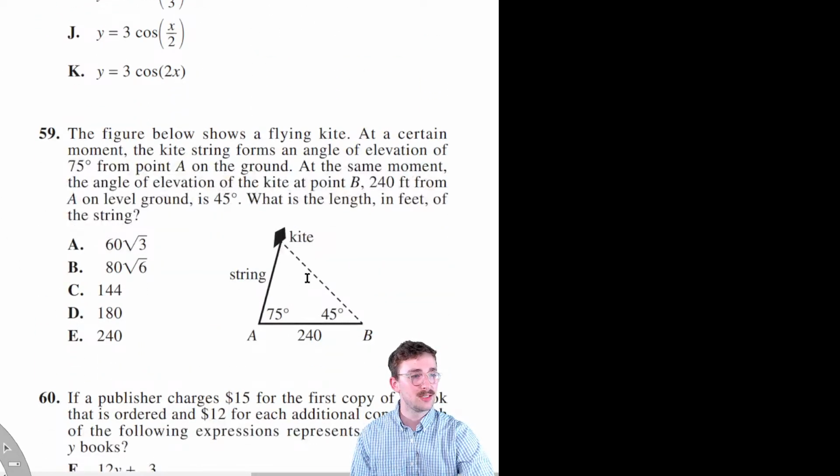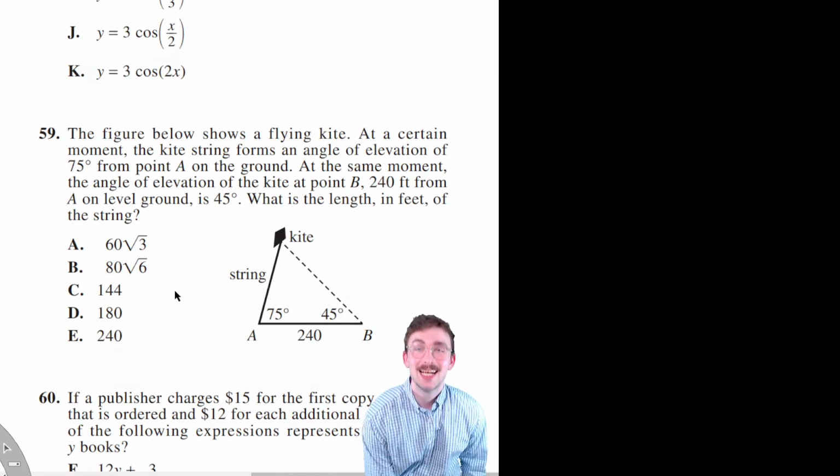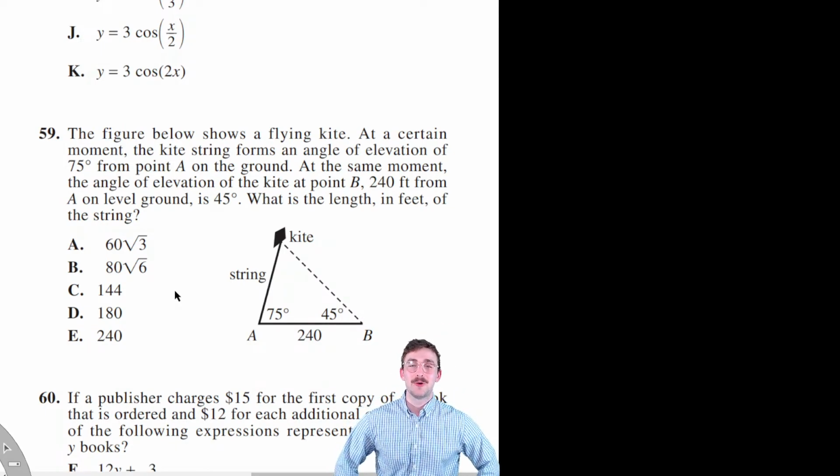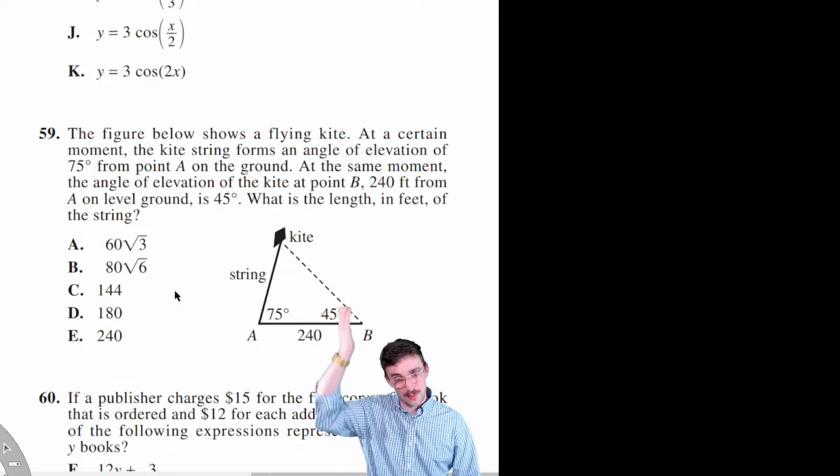All right, 59. We're almost done. The figure below shows a flying kite. At a certain moment, the kite string forms an angle of elevation. 75 degrees, that's what they're telling me. At the same moment, it's 240 feet. It's the same thing in the drawing. 45 degrees, it's also right there.